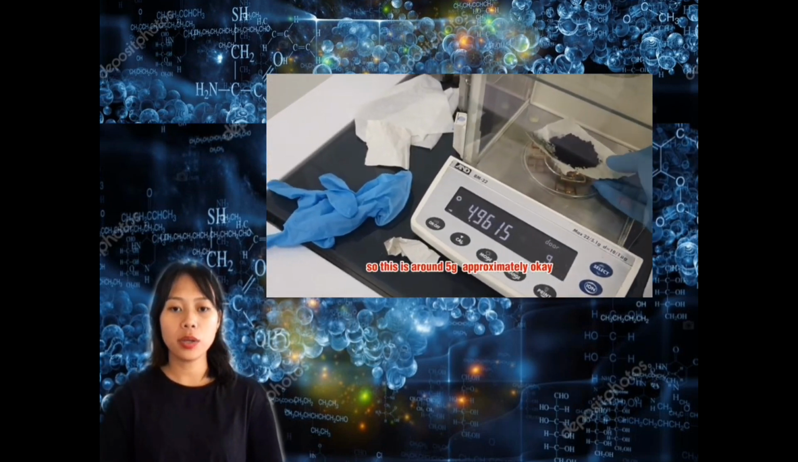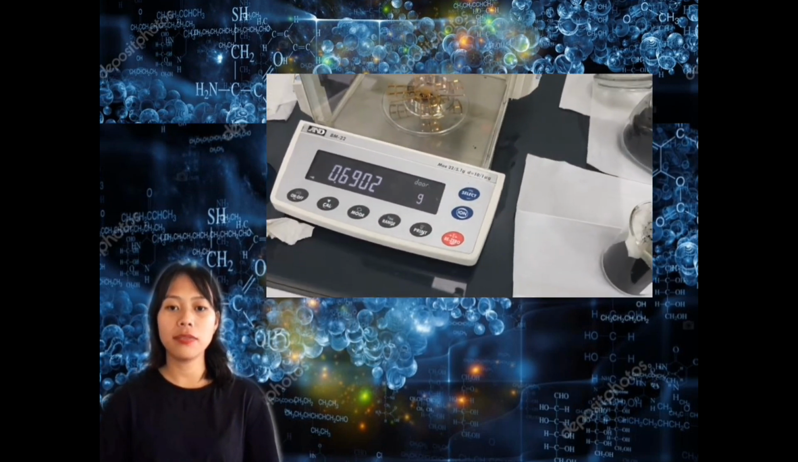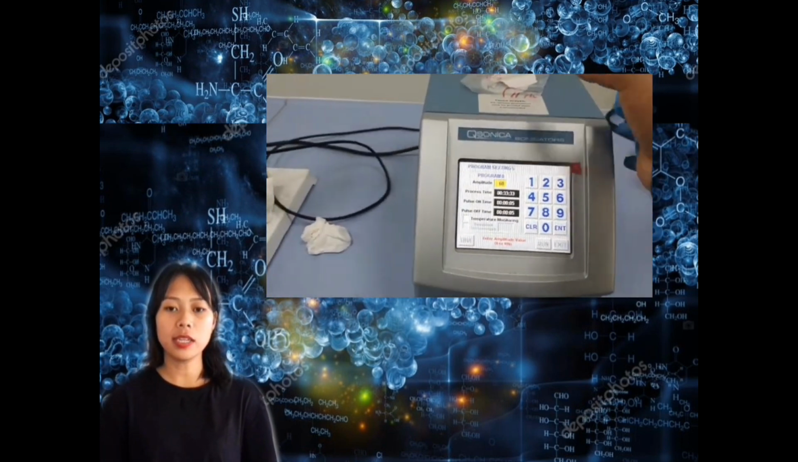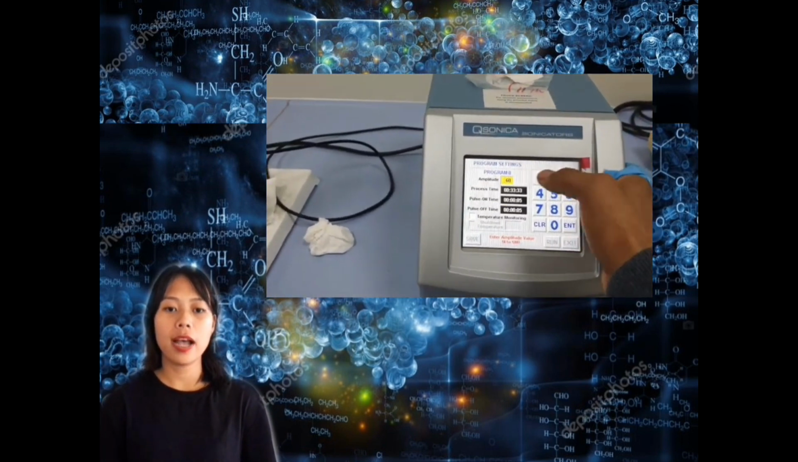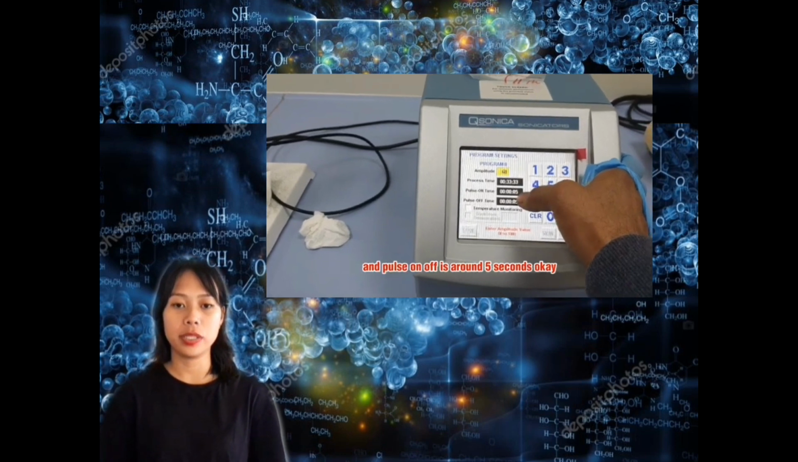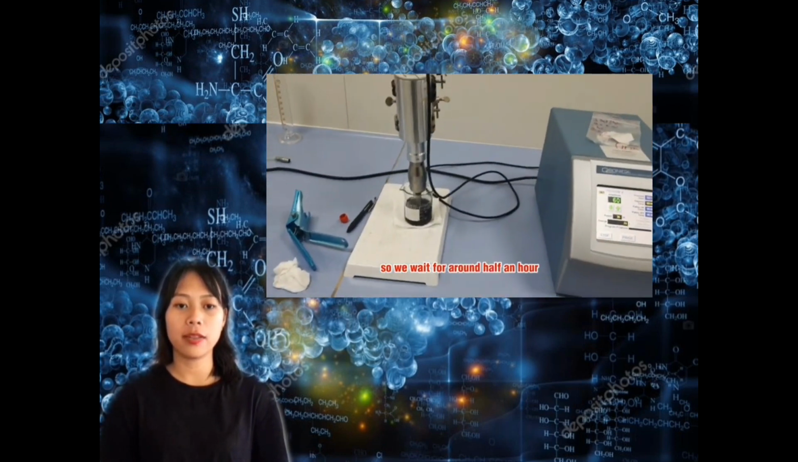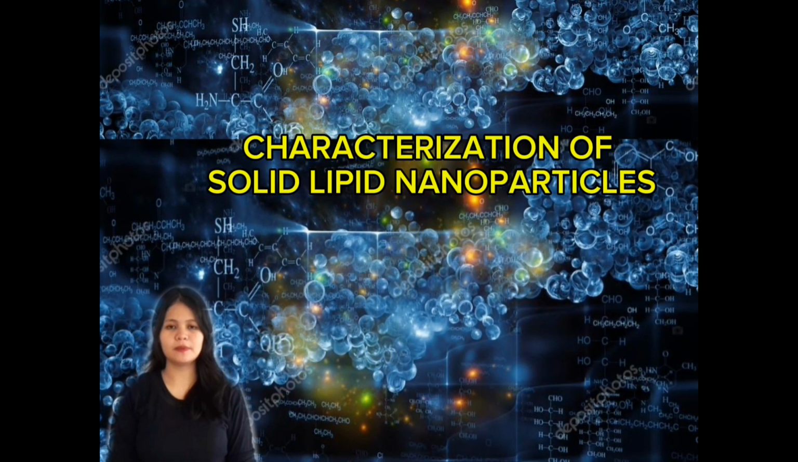The aqueous phase is dissolved in distilled water, homogenized and sonicated. The resulting solution is cooled and stored at 4 degrees Celsius until use. The SLNs containing 2-ketones are stored at 4 degrees Celsius. Characterization of solid lipid nanoparticles.